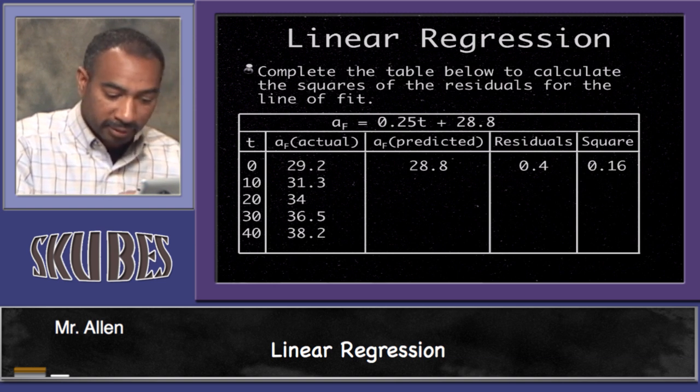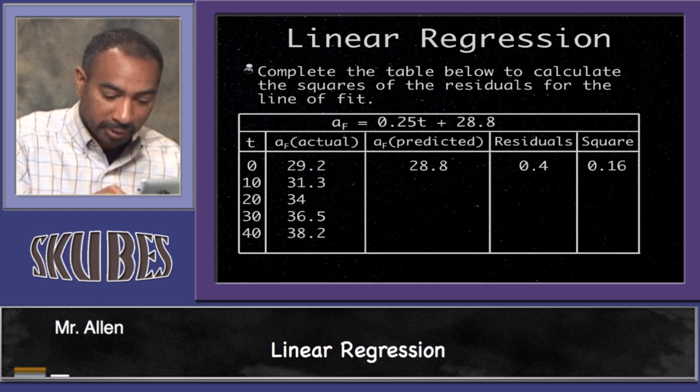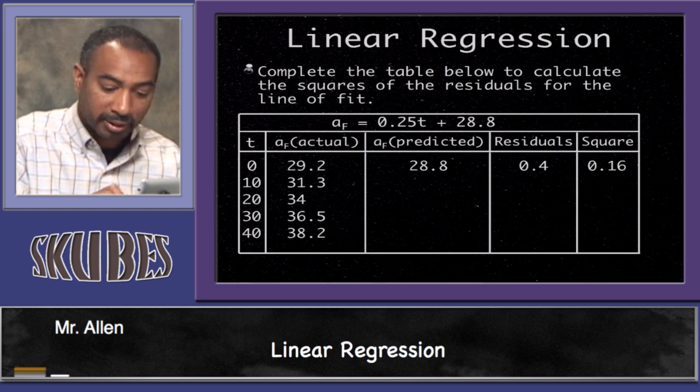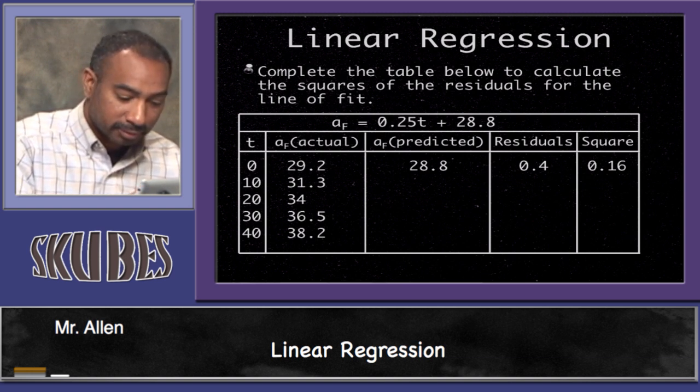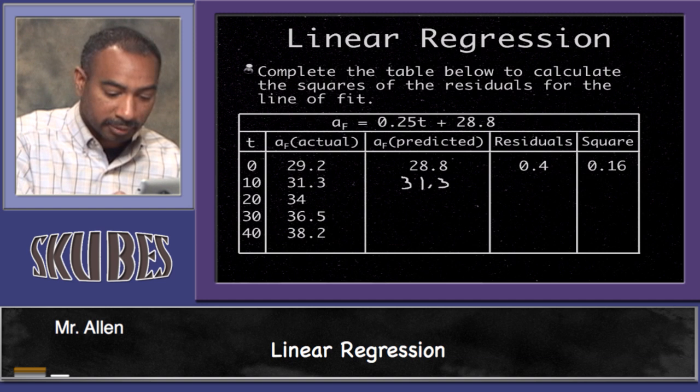Same thing. Let's say when I plug in 0, I get 28.8. I subtract 28.8 from 29.2, I get 0.4. And if I square that, I get 0.16. So I'm going to go through the same process. I plug in 10 for t, I should get 31.3. And of course the difference of this is going to be 0. And you square 0, you get 0.